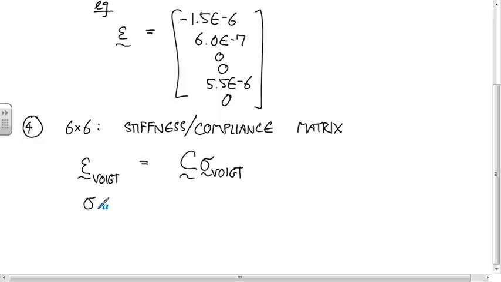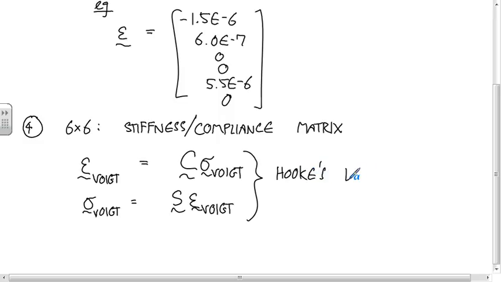The Voigt stress is equal to the stiffness matrix times the Voigt strain. And these are matrix representations of Hooke's law. So you can think of the stiffness and the compliance matrix as equivalents to like the spring constant, okay? Except that they're a matrix thing that has 36 entries instead of a single value, okay?